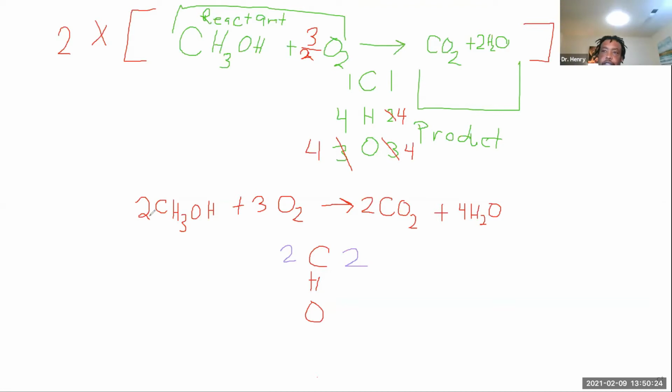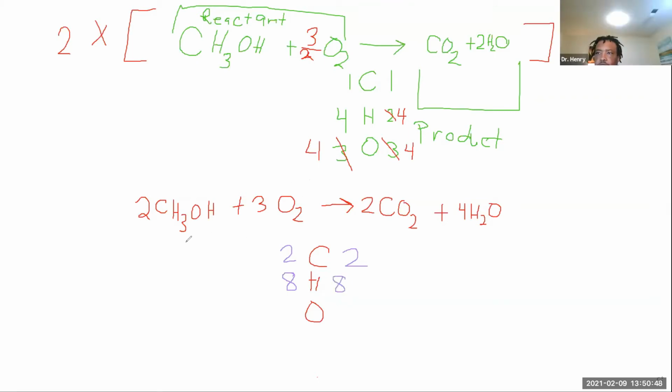How many hydrogens do I have on my reactant side? 3 plus 1 is 4, times 2. Oh, eight. I forgot. Sorry. Yes, 8. And then on my product side, 8.